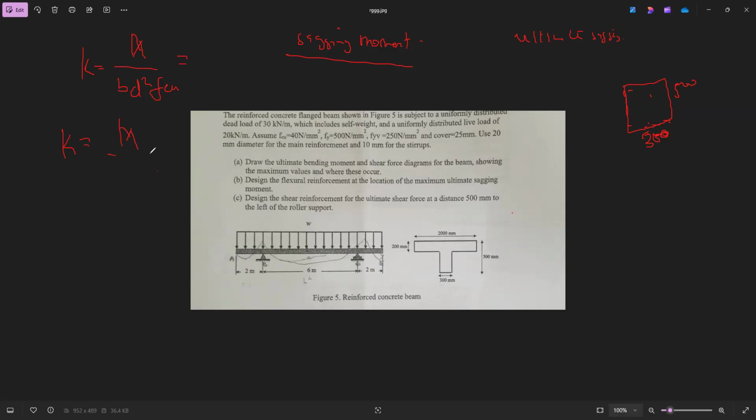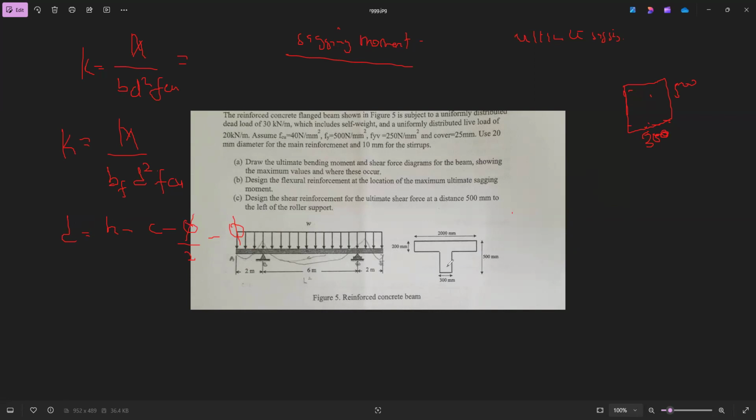then you have your moment, your breadth of flange, your d squared, your fcu. Your d is the effective depth, and the effective depth is the overall height minus the cover minus the diameter of the bar over 2 minus the diameter of the link. Let me demonstrate this to you and to all my viewers.